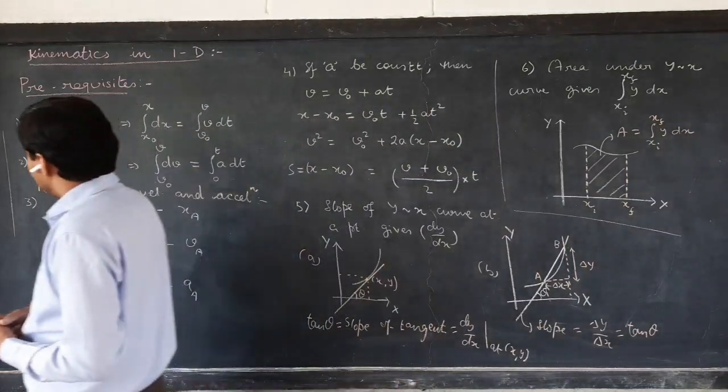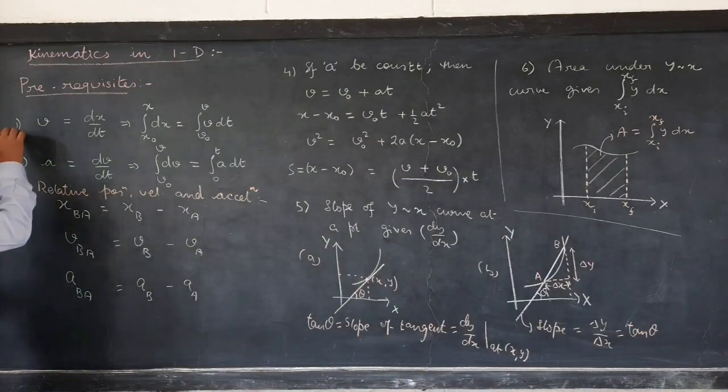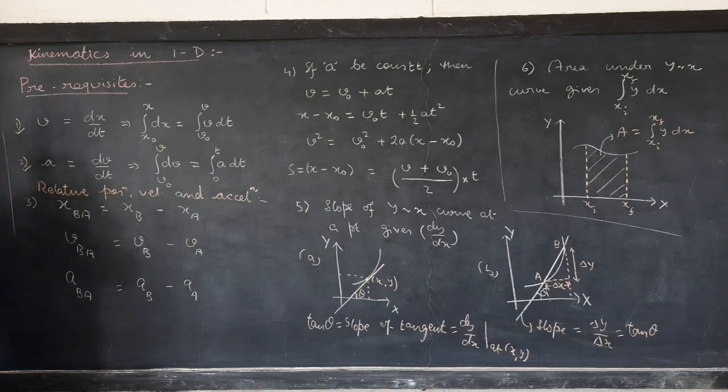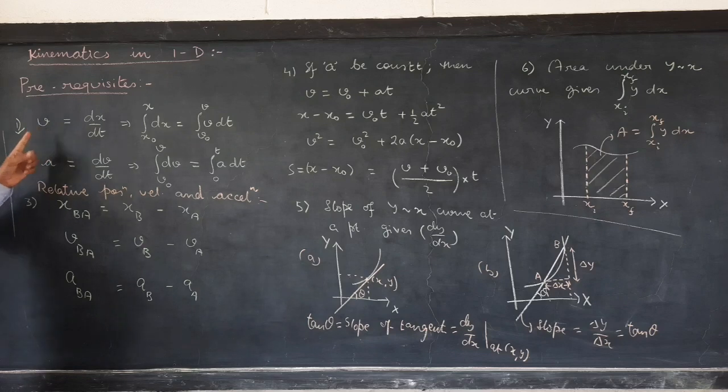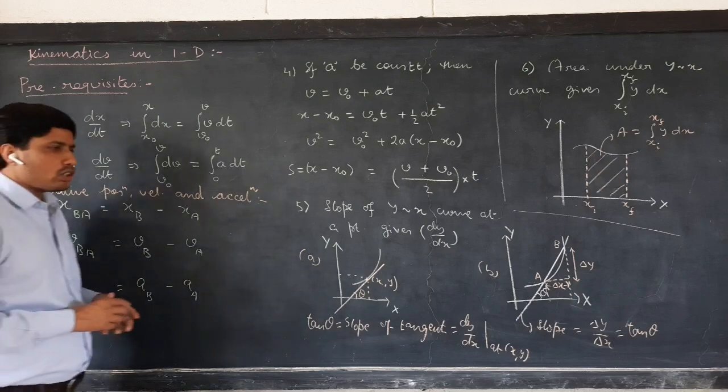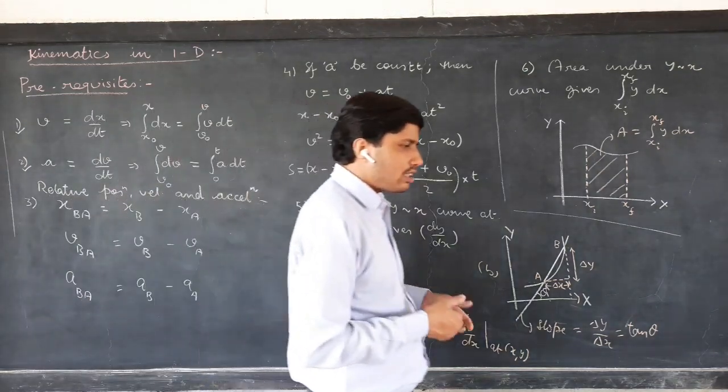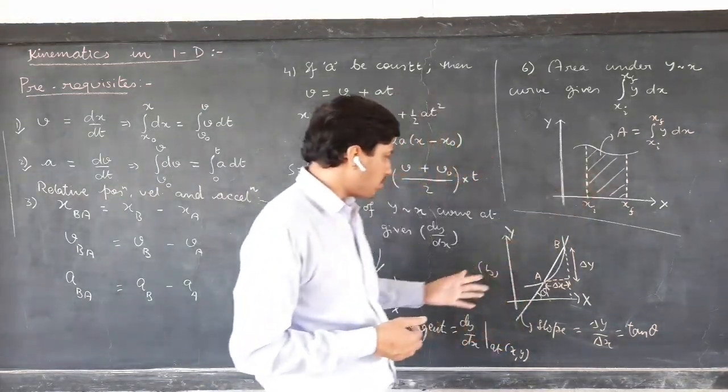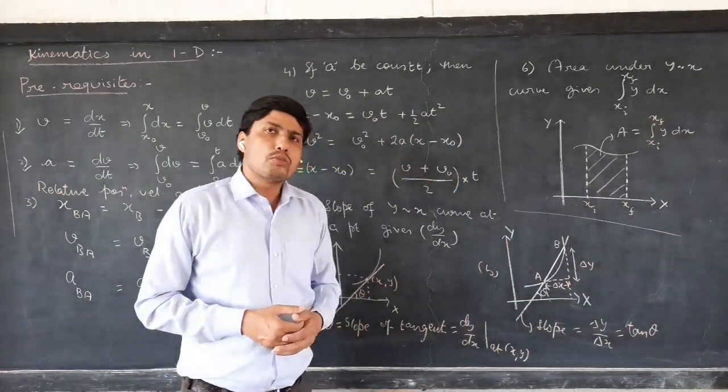So here we go. The first two important basic relations that you should know are that velocity and acceleration are given as derivatives of position and velocity. Now the concept of a slope and area under a curve, as I have shown in these particular graphs, must be known to you.